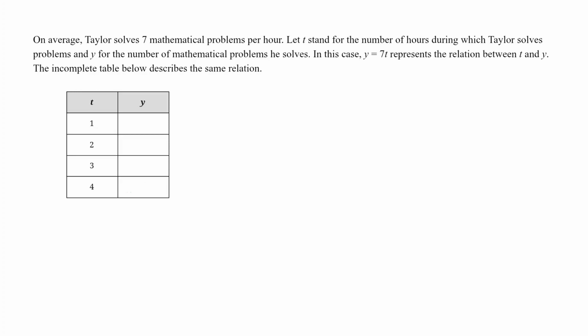Let's have a look at this question. We are given that Taylor solves 7 math problems every hour. T represents the number of hours he spends working. Y represents the total number of problems he finishes. The question gives us a formula, y equals 7t.